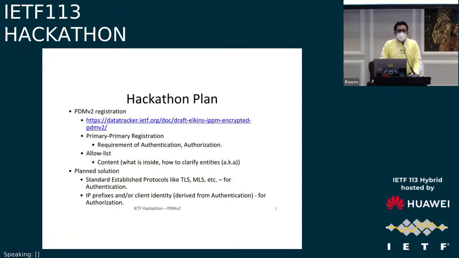So PDMV2 is the version 2 of PDM, RFC 8250. PDM is performance and diagnostic metrics. Basically, it gives you information about round trip time, the server processing capabilities, and the sequence numbers in packets. It's sent as an IPv6 destination options extension header. And we realized the requirement for securing this. So PDMV2 tries to add encryption to it.